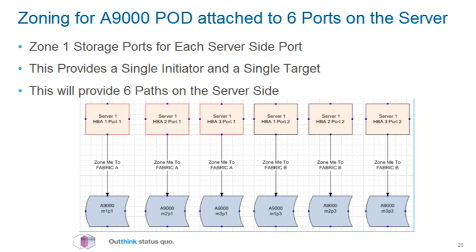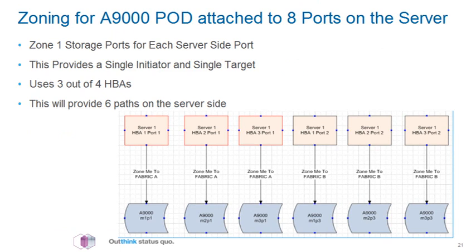Slide 21. This is zoning for the A9000 pod attached to 6 ports on the server side. So zone 1 storage port for each server side port. This is essentially a one-to-one because it's single initiator, single target, and 6 paths on the server side. This makes it very straightforward, much simpler than the previous slide with 4 ports.